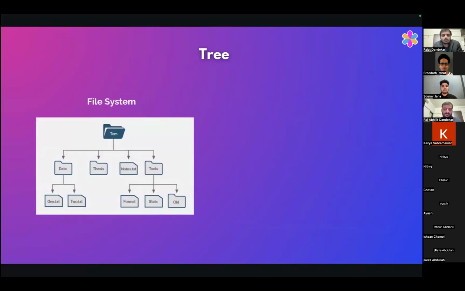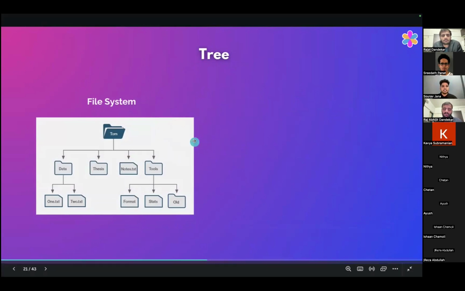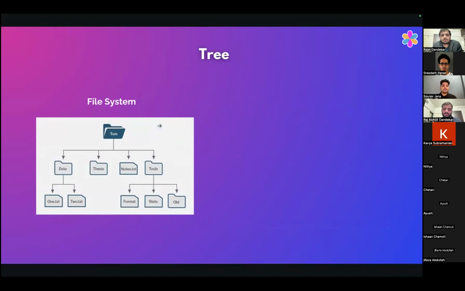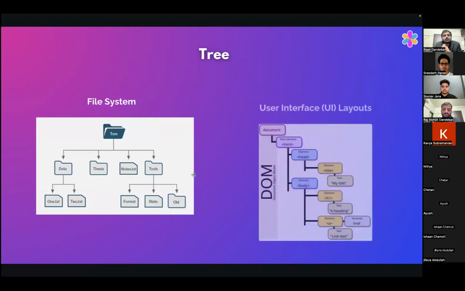Now, if you talk about the tree data structure, you already know our file management system, right? How does it store the files? It stores them in a hierarchical manner, like folder inside folder inside folder. That is basically a true example of a tree data structure.